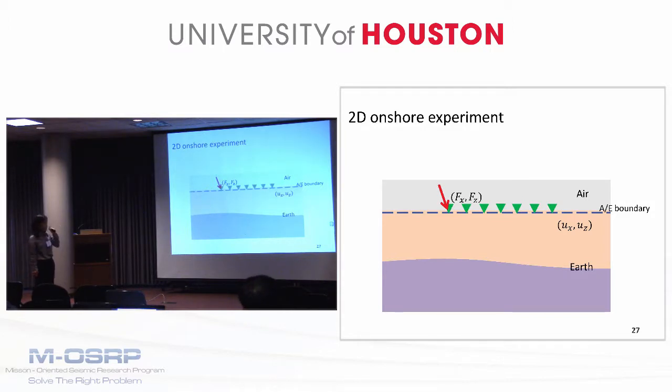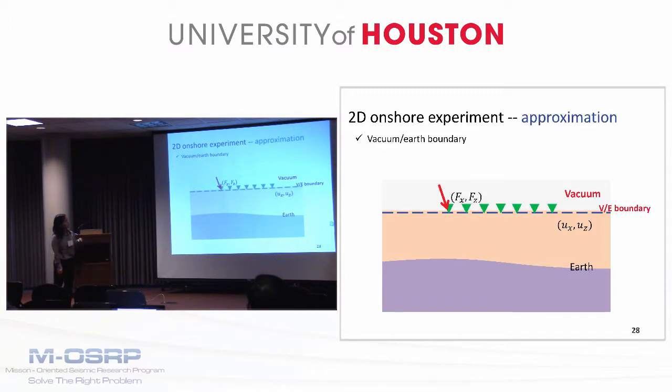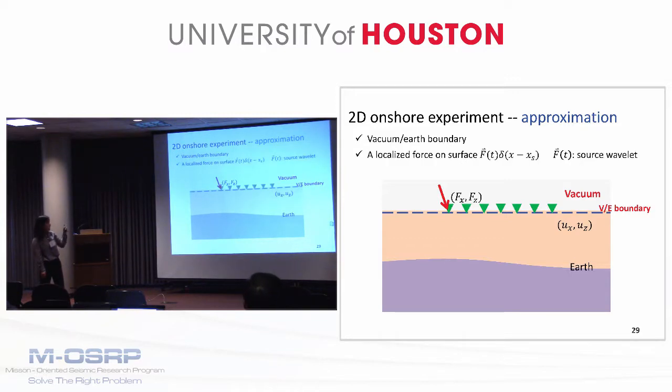Now I'm going to put several approximations onto this experiment. You will see with those approximations, the data requirement can be significantly reduced. Now first, we use a vacuum half space to approximate that air half space. Therefore, you have this vacuum over Earth model. And second, we assume that external force F is local, and it can be expressed as a time function multiplied by a spatial delta function. F is known as the source wavelet.